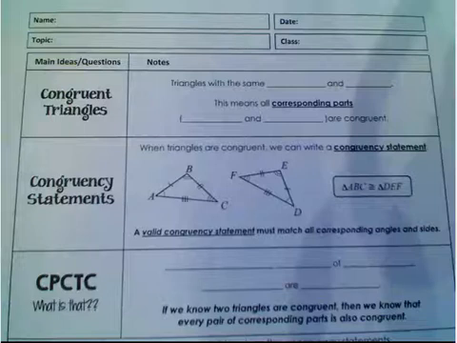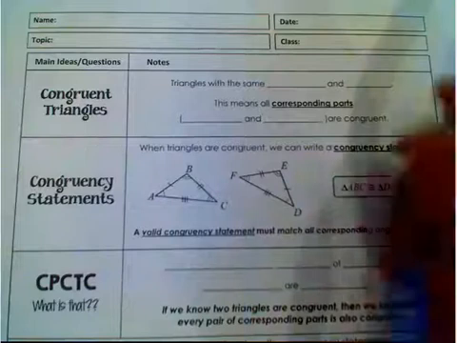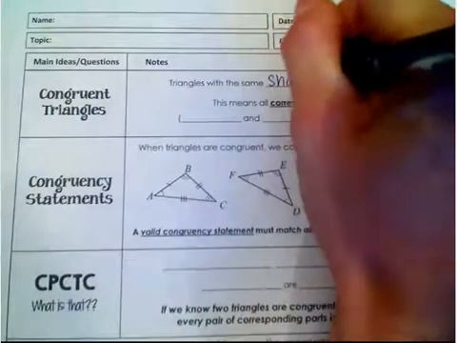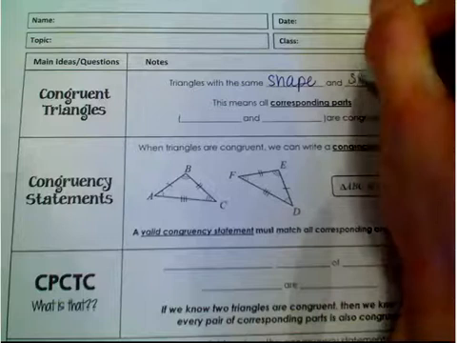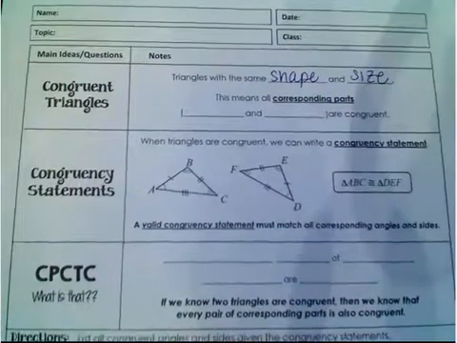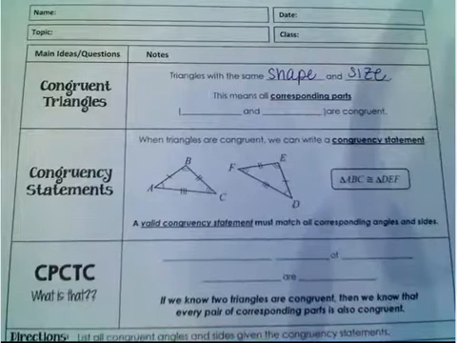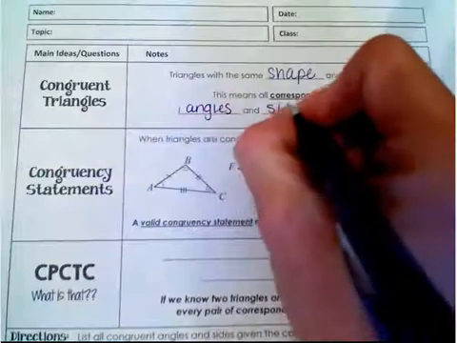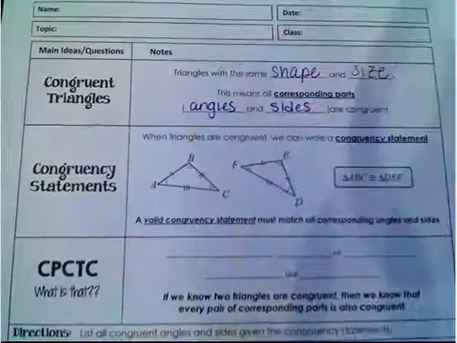Today we're going to talk about congruent triangles. So triangles with the same shape and size are congruent. So if two triangles are congruent, then that means that all corresponding parts, which will include our angles and sides, are also congruent.